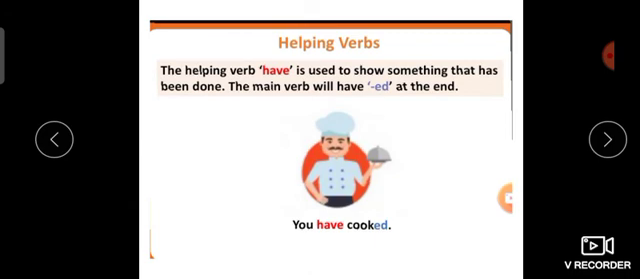Okay? So whereas in have, the helping verb have is used to show something that has been done. The main verb will have ed at the end.